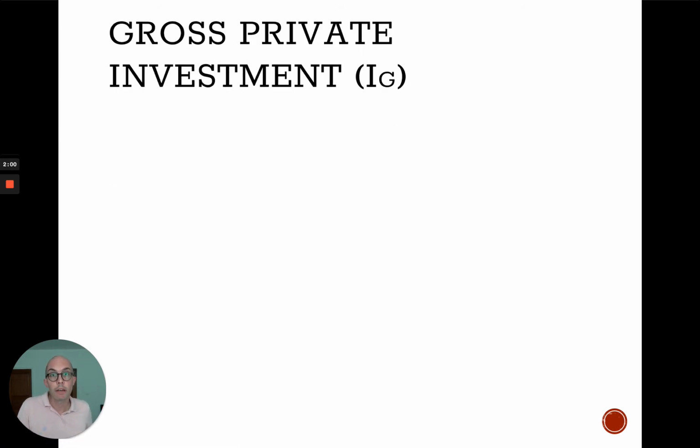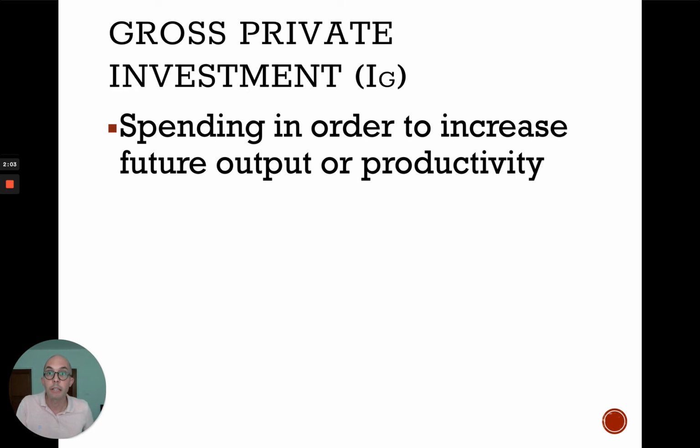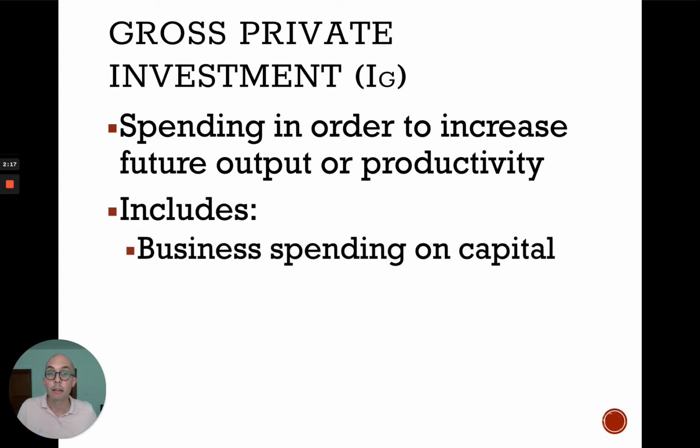Second one, gross private investment, IG. Typically this is spending undertaken by firms or businesses, but remember in economics we like to use the word firms, to increase their future output or productivity. In English, what does this mean? It means that they're including spending on capital, so new tools, new machines, new factories, things that will allow them to produce more goods and services in the future, or maybe improve their productivity. So if they equip their workers with better tools on the production line or in their factories, those workers can be more effective. So that one worker with new tools is able to produce more than they were before.